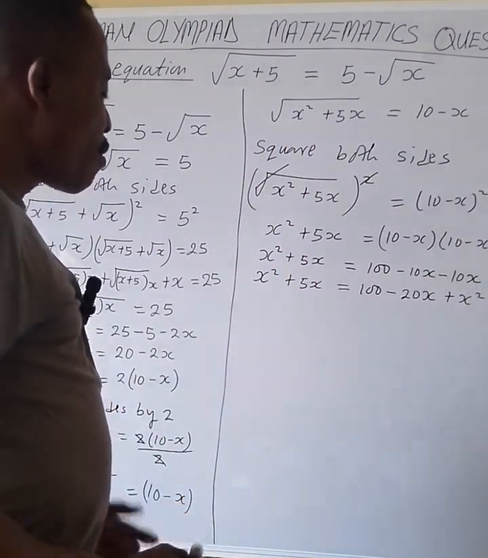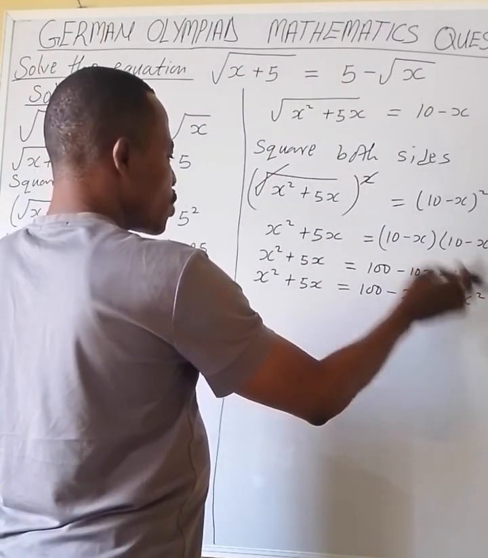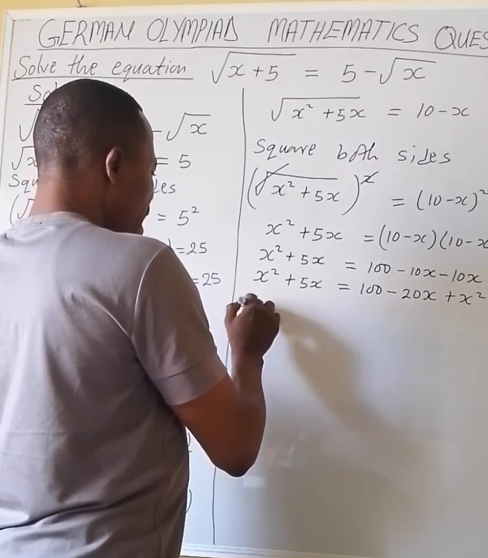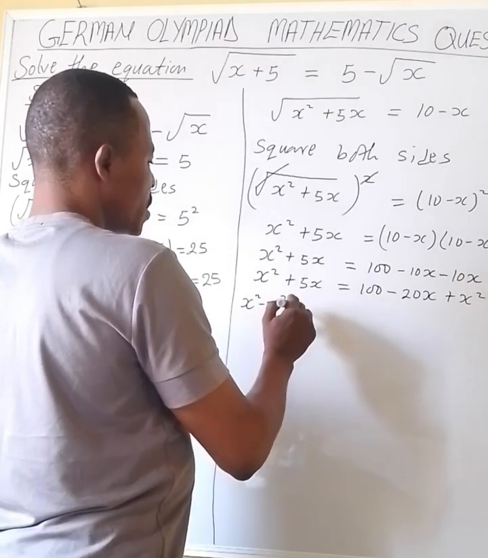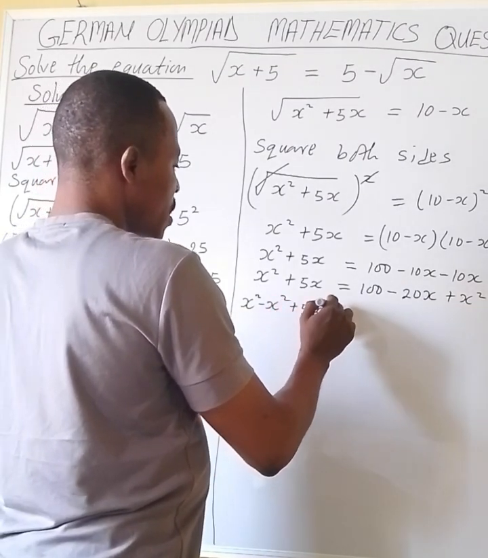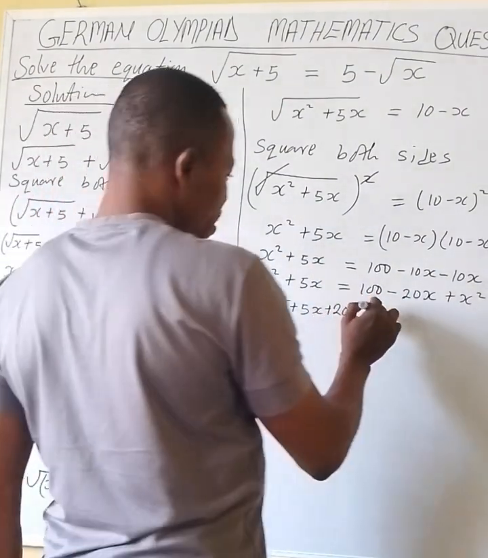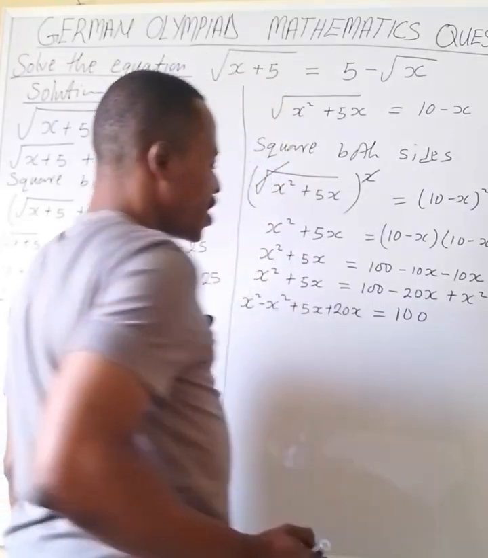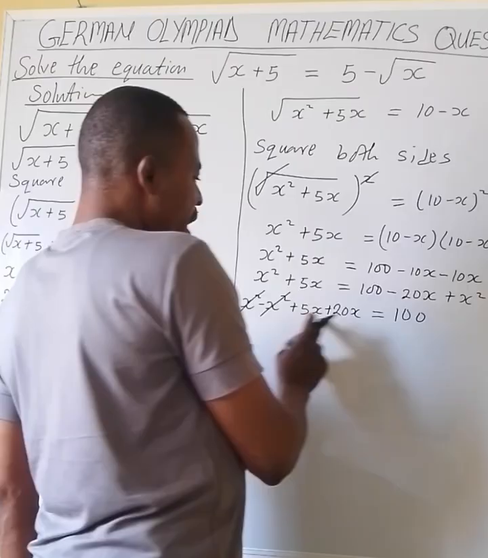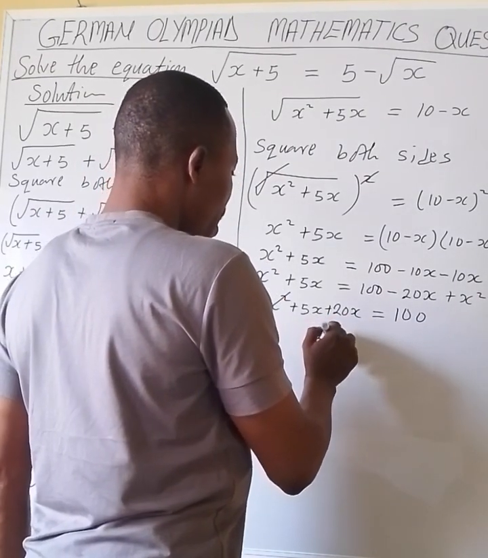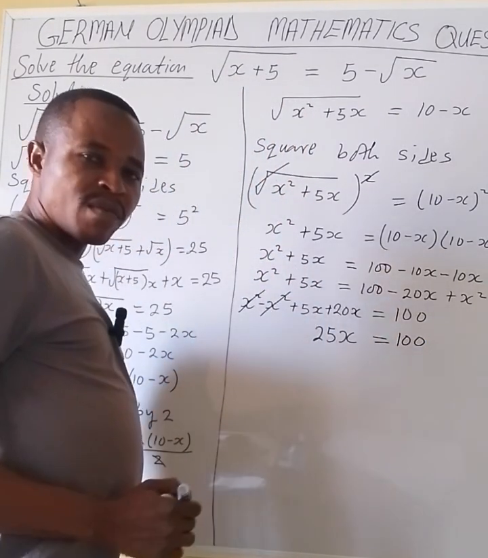Are we together? From that, we will take minus 20x plus x squared to the left hand side. It will give us x squared minus x squared. This plus will turn to minus. Then plus 5x plus 20x; this minus 20x will turn to plus 20x equals 100. So x squared minus x squared will cancel each other. 5x plus 20x will give us 25x equals 100. Are we together now?